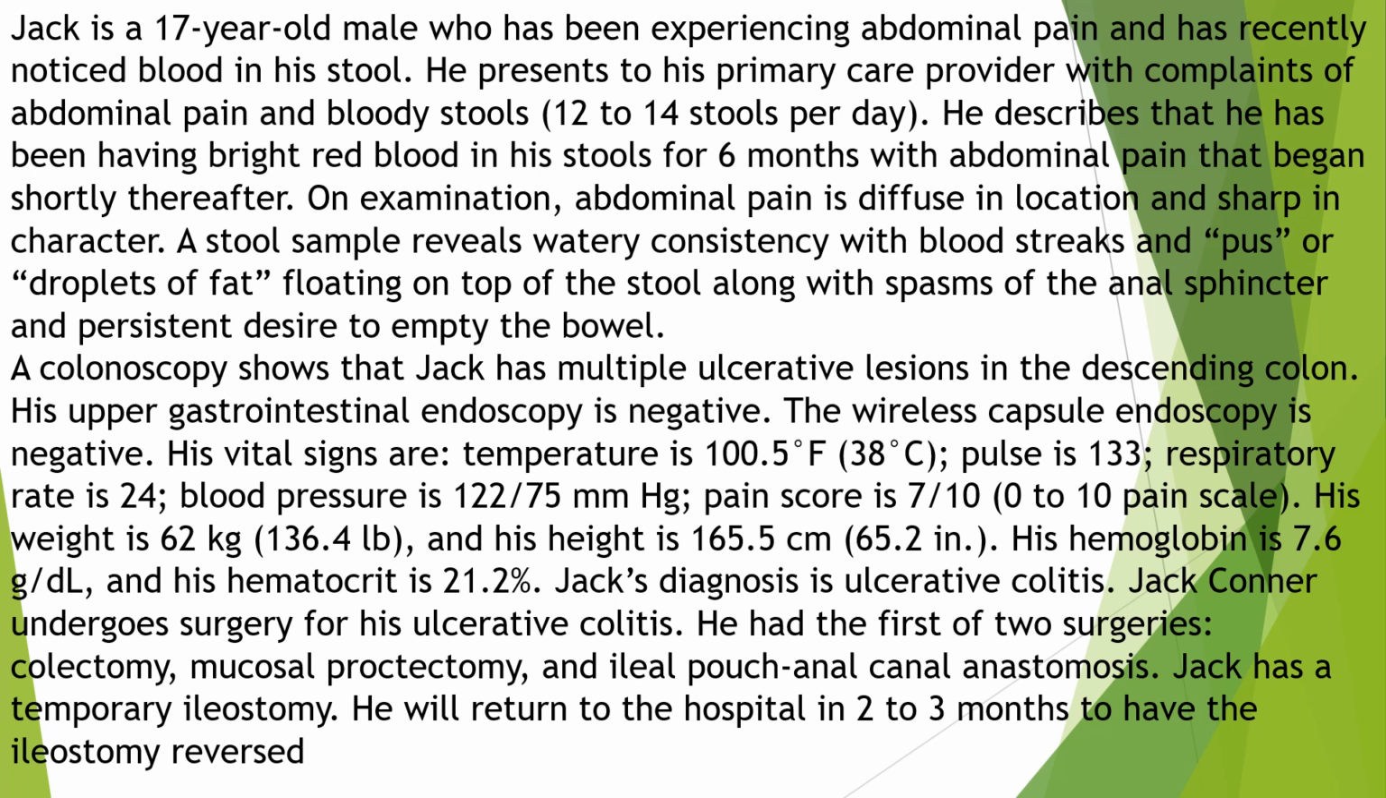His vital signs are temperature 100.5 degrees Fahrenheit, pulse is 133, respiratory rate 24, blood pressure 120/75 mmHg, pain score is 7 on a scale of 10. His weight is 62 kg and his height is 165.5 cm. His hemoglobin is 7.6 grams per deciliter and his hematocrit is 21.2%. Jack's diagnosis is ulcerative colitis.